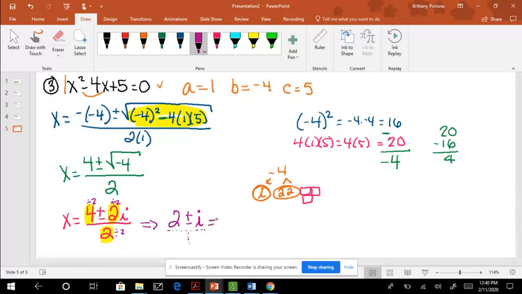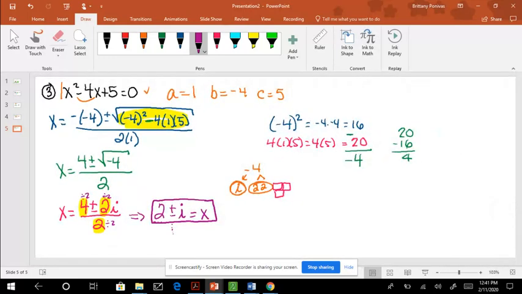And don't forget that is an x value. That would be an imaginary root. So make sure you have all of this down for number 3. And that finishes this EQ and the quadratic formula for now.